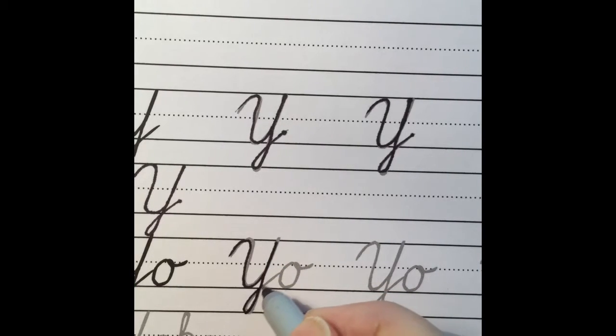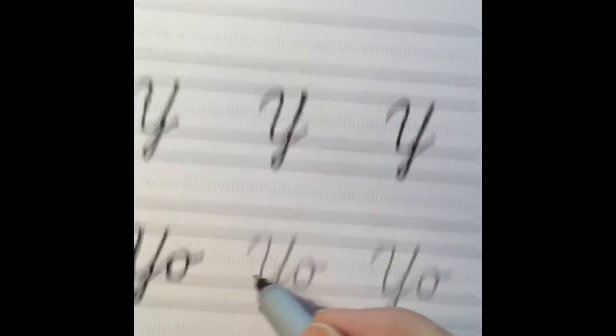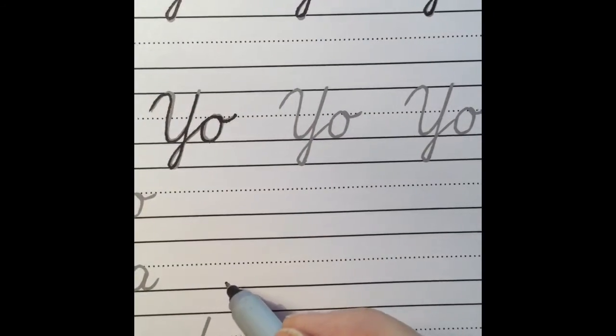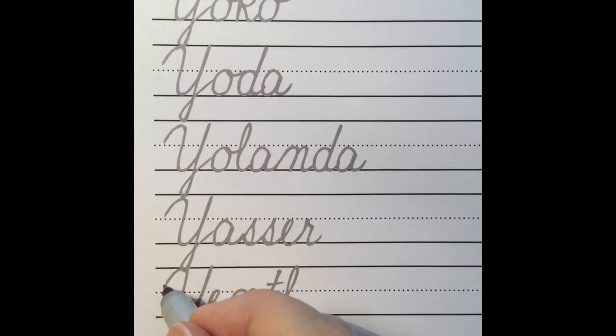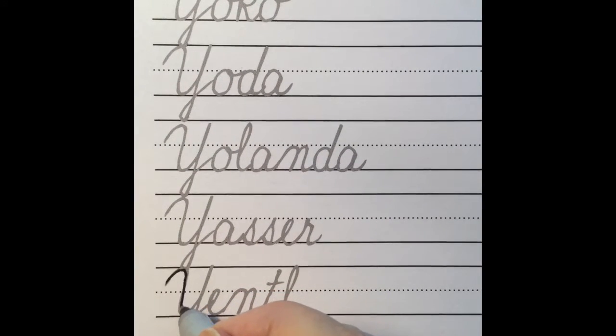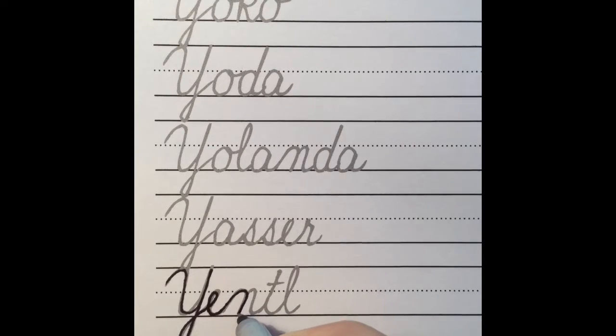and our overcurve goes over the O, back to the down curve, and the bridge. If we were writing a letter like E down here on Yentl, we do our strokes for our capital Y, and then our overcurve turns itself into an undercurve to finish the word.